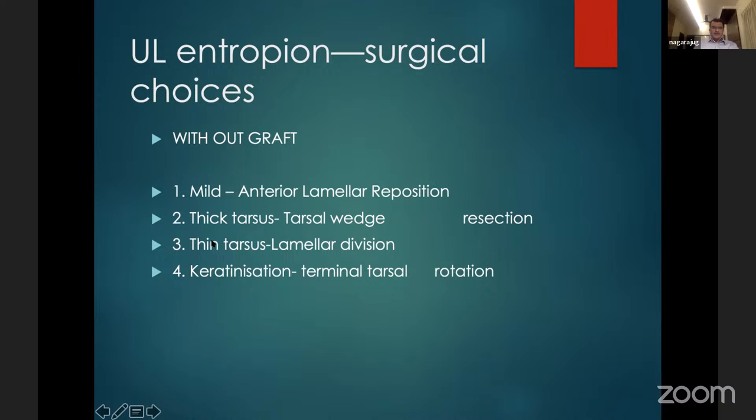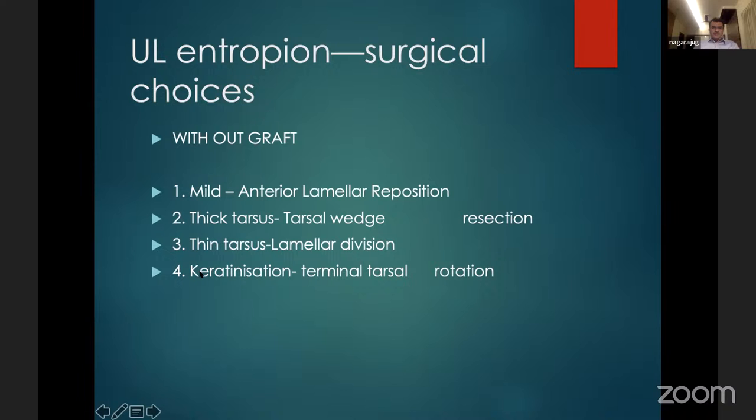And the other things, moderate cases to severe cases, if there is a thin tarsus, if the tarsal plate is thin, and if the tarsal plate is thick, the approach is slightly different. If the tarsal plate is thin, you can try to do a lamellar division. You can make an incision in the gray line, and you can separate the two. Supposing the tarsal plate is very thick, from the anterior part, you can just try to resect a wedge of tarsal plate. I don't have the step-by-step pictures of this, but I'll show you the clinical photographs.